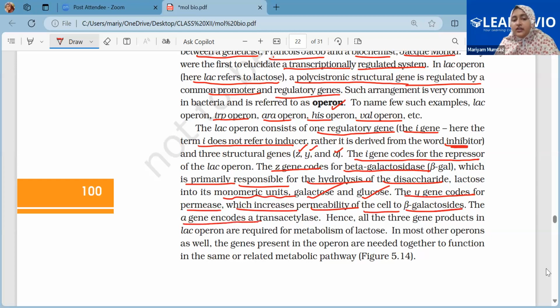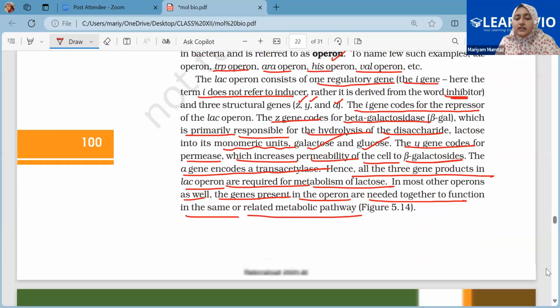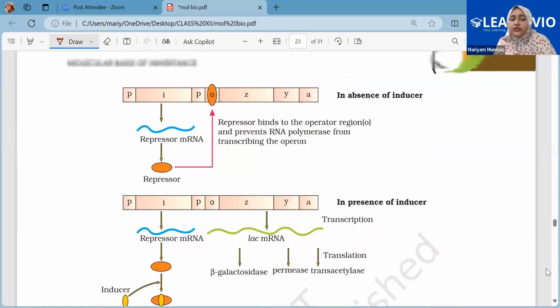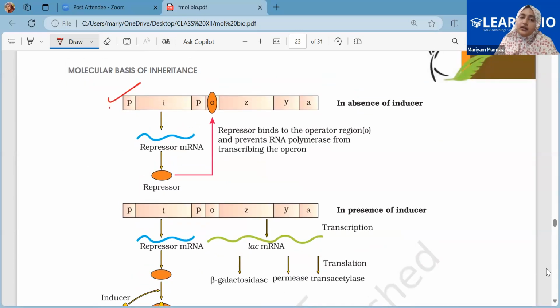The A gene encodes for transacetylase. Hence, all the three gene products in the lac operon are required for metabolism of lactose. In most other operons as well, the genes present in the operon are needed together to function in the same or related metabolic pathway. This is how this can be asked in a diagrammatic view, and maybe you will be asked to label which part is what.